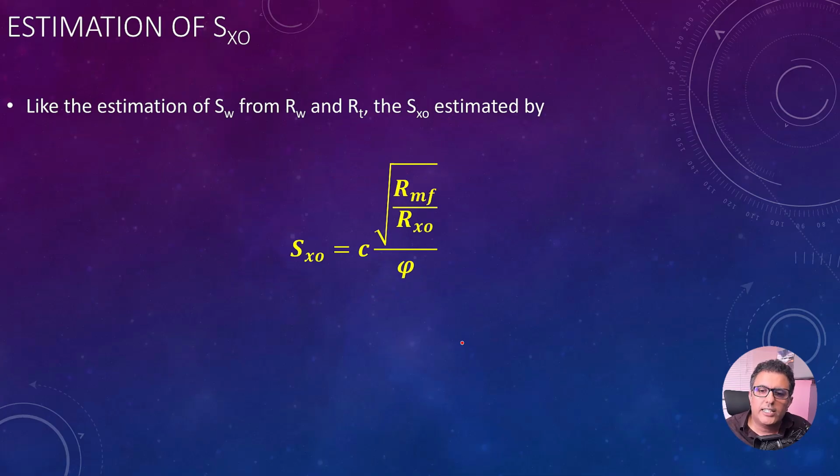And how can we calculate SXO? It is similar to the first Archie's equation. Here is the second Archie's equation. In order to use it, we need RMF, RXO, and if we have some estimate of phi, then we can estimate SXO. Just remember that the first Archie's equation was this equation, RW over RT over phi.